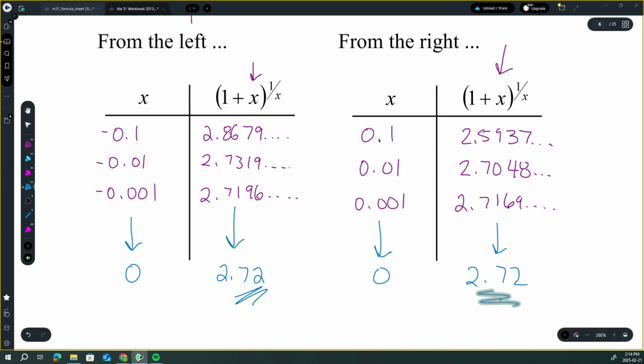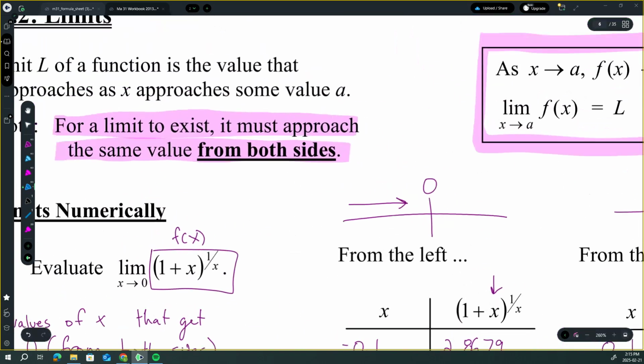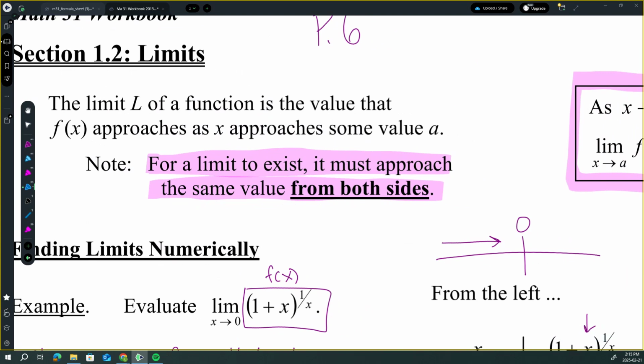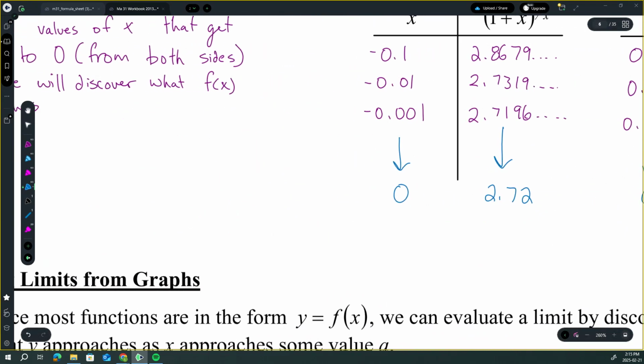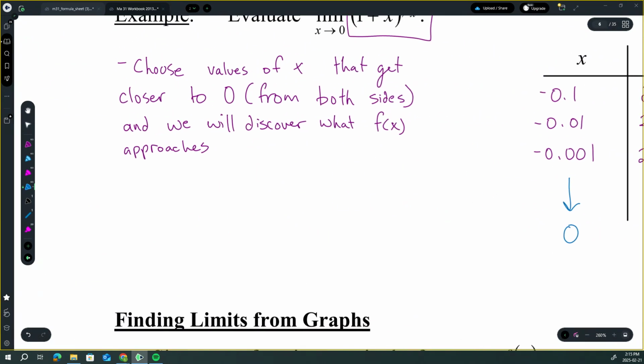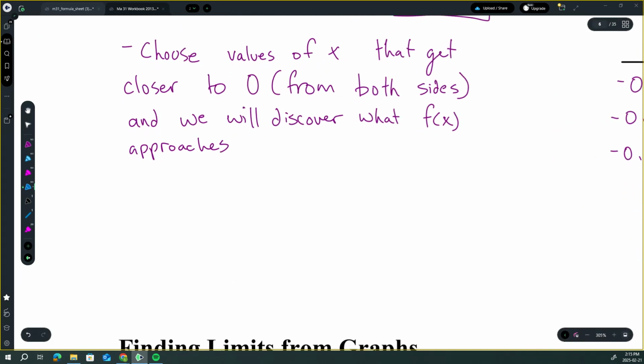The reason why you want to see that is because, remember, for a limit to exist, it must approach the same value from both sides. That's why that's important. Maybe I'll write it over here since I've got more room.